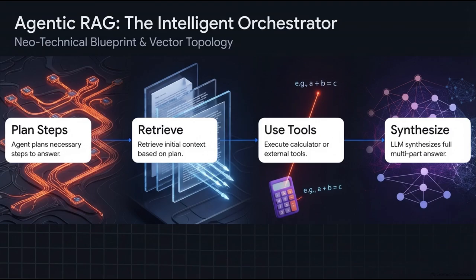Step 1, the agent gets the complex query and maps out a multi-step plan. Step 2, it retrieves context for just the first part. Step 3, it might even trigger a calculator or an external tool using that first piece of data. Step 4, only after all those dependencies are fully resolved does the LLM synthesize the final multi-part answer. It can loop, backtrack, and retry until it gets it right.